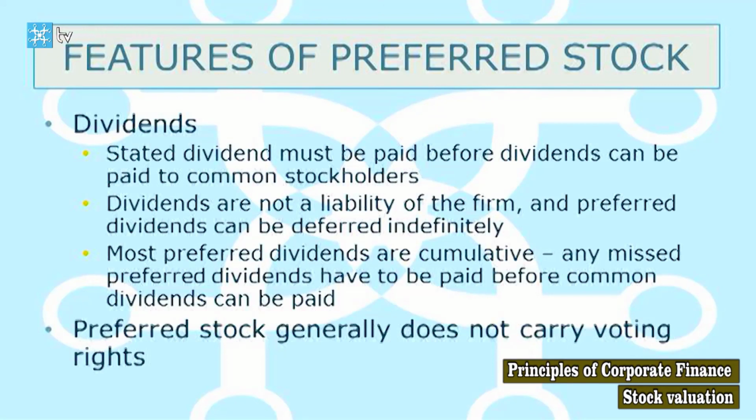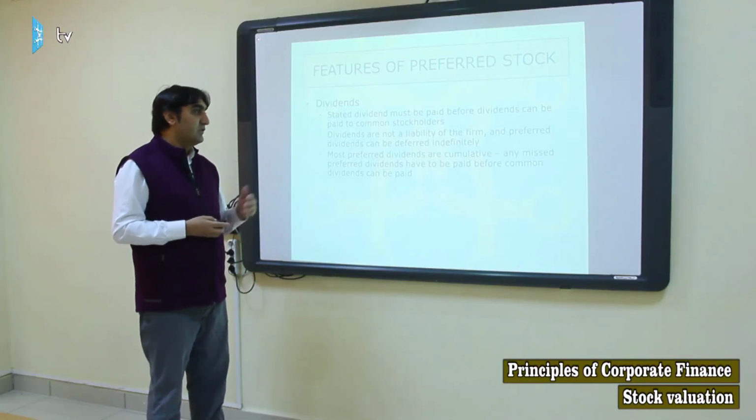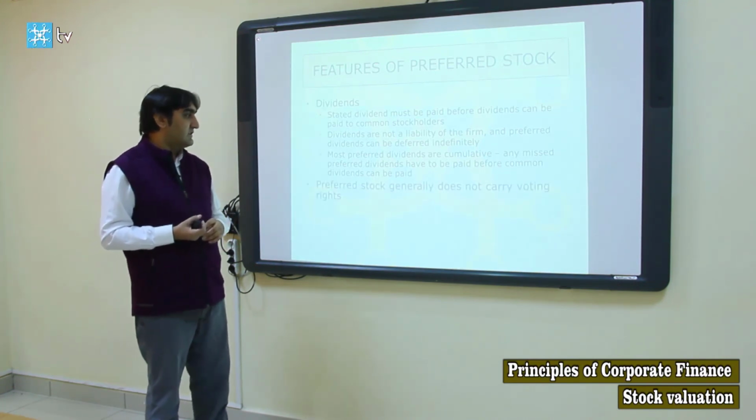Dividends are not a liability of the firm, and preferred dividends can be deferred indefinitely. So due to the situation of the company, dividends can be deferred or paid at later times. Most preferred dividends are cumulative. Any missed preferred dividends have to be paid before common dividends can be paid.